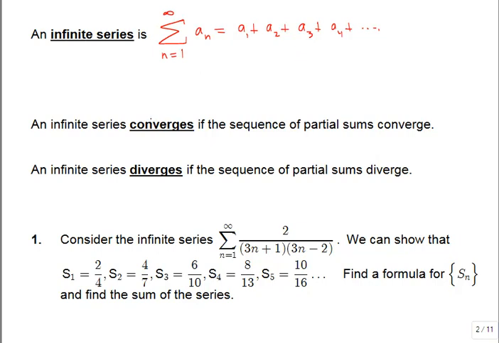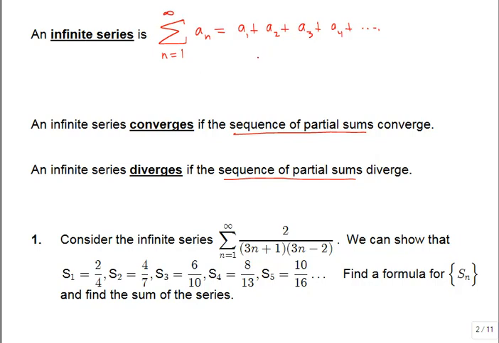Now, by definition, we're going to say that this infinite series will converge if the sequence of partial sums converges. So we're going to have to find S sub 1, S sub 2, S sub 3, S sub 4, and figure out maybe a generic formula for S sub n and see if that S sub n partial sum converges. And if it does, then that means this sum converges. If it doesn't converge, then it will diverge. So if the sequence of partial sums diverges, then this infinite series diverges as well.